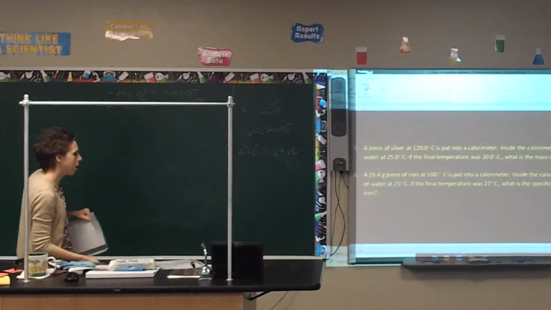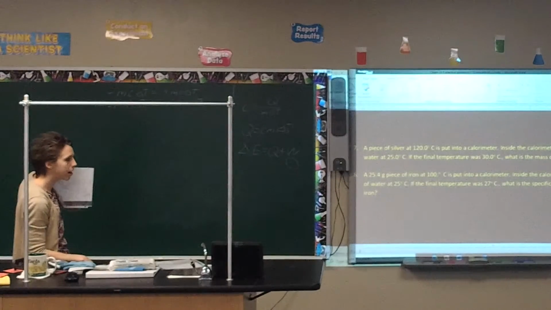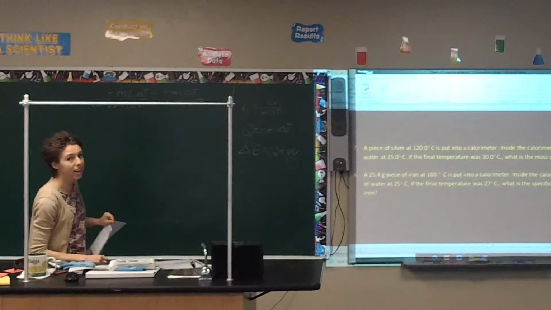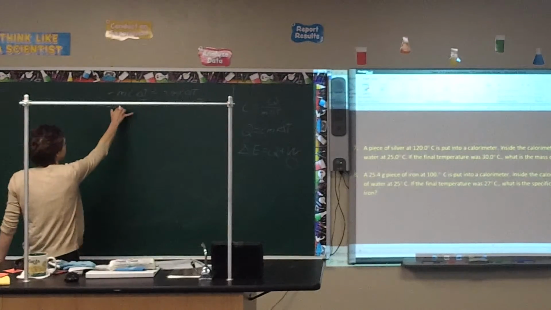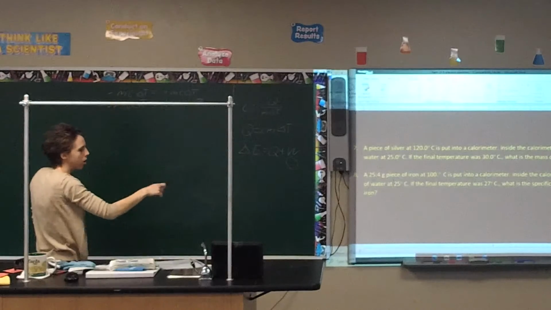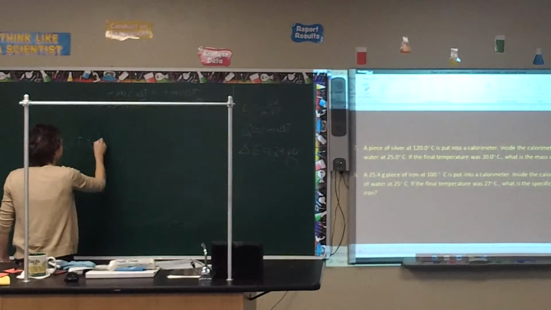Alright, so a 25 gram piece of iron at 100 degrees Celsius is put into a calorimeter. Inside the calorimeter is 100 grams of water at 25 degrees Celsius. The final temperature is 27. What's the specific heat of iron? Alright, so let's plug in our variables. The metal is the first side we're going to do. What is the mass of the iron? So 25.4. We don't know specific heat.